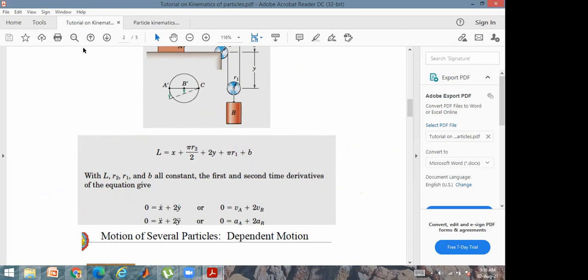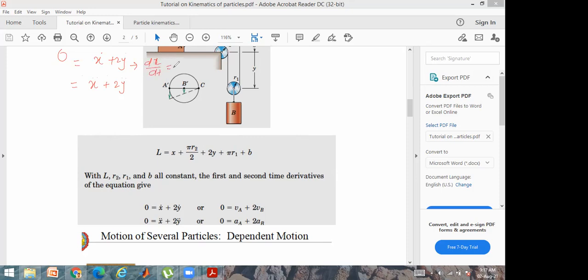Similarly, 0 equals x dot plus 2y dot. That means this can be written as x double dot plus 2y double dot. What was this? We had taken dx by dt, dl by dt, which is equal to velocity. Similarly, the double dot of velocity we can call dv by dt, and this is acceleration.